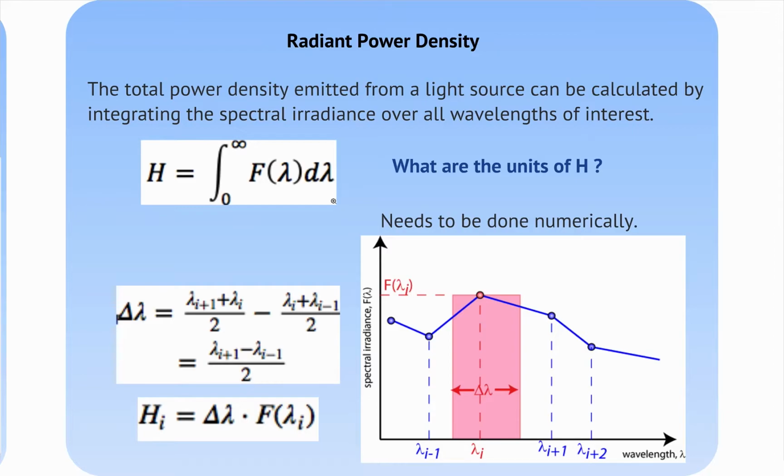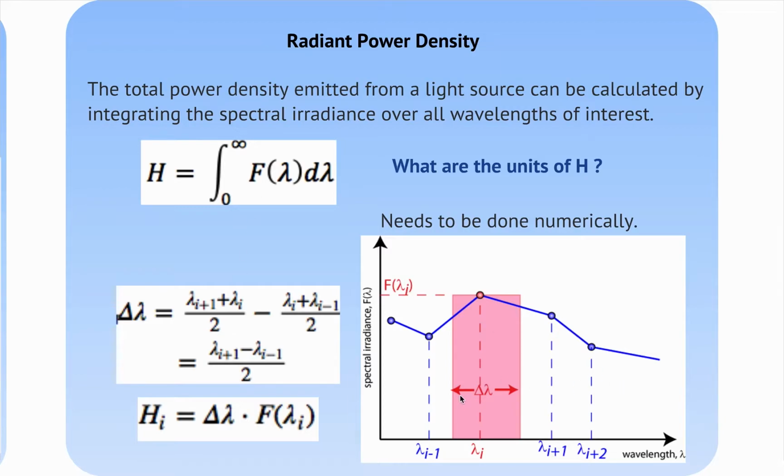It's important to think about units because that allows us to understand what these quantities mean. That's why I'm trying to emphasize that. Of course, in most of these cases, you have to do the integration numerically because you don't have a simple mathematical model for these spectral irradiances, except for some theoretical black bodies. We'll come to that soon.